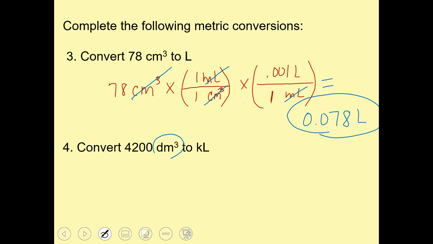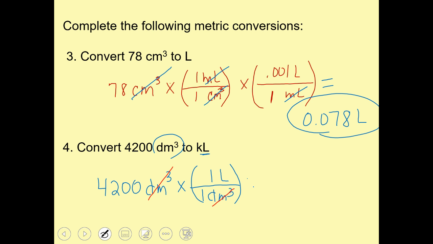Anytime you see decimeter cubed, if you need to end up with another cubic unit, I'm going to show you how to do that in a minute. But if you need to end up with something in liters, then you want to use that little piece of knowledge, that little gem from the beginning, the fact that 1 decimeter cubed is the same as a liter. See, that allows you to get rid of the cubed unit.